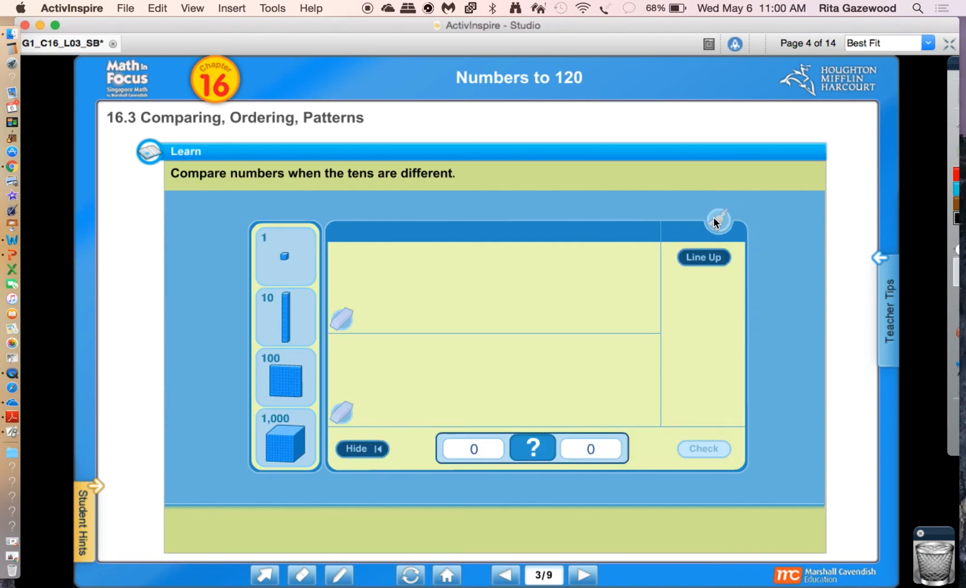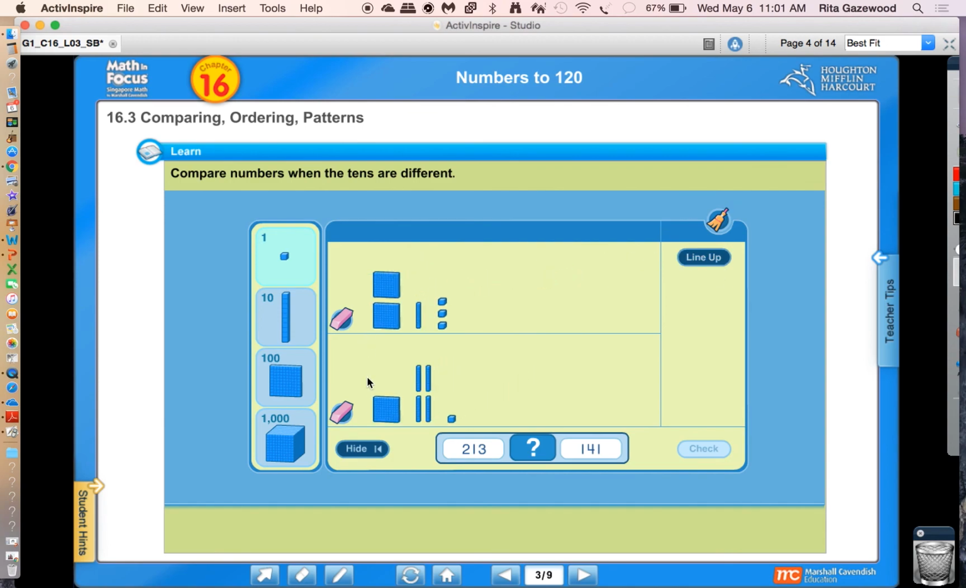Okay, now for a challenge. Let's make a big number. We're going to use 100. How about 200? Whoa! 200, 10, 3 ones, so we have 213. Wow, that's a big number. Let me do 100, 4 tens, and 1 1. So that's 141. It's kind of hard to compare these big numbers, so let's look at it.